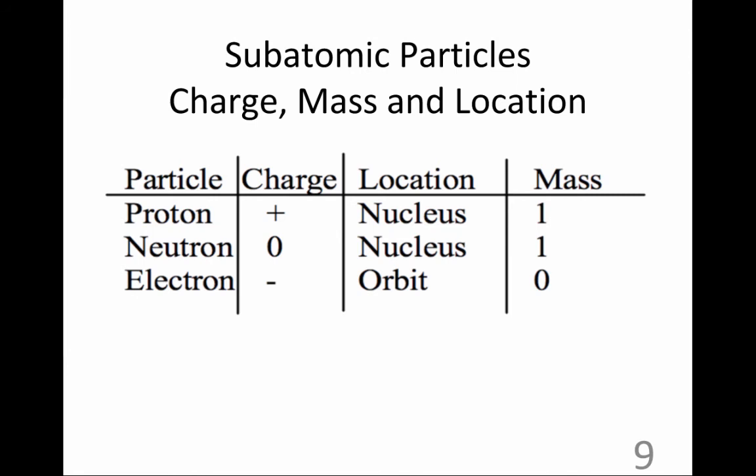Electrons have a negative charge. So protons and electrons are opposites. They will attract. That's why the electrons are held into the atom. The electrons are in orbit around the nucleus, and we'll explain more about the orbits later. And they have such a small mass that we actually say they have 0 mass because they don't add to the mass of the atom itself. They're actually matter, they still have mass, but they have such a small mass that it doesn't add to the mass of the atom itself.